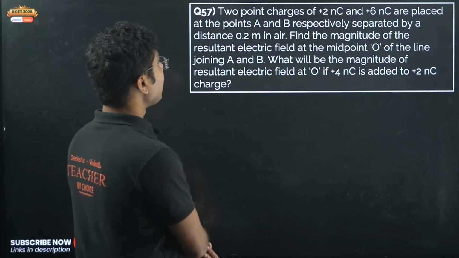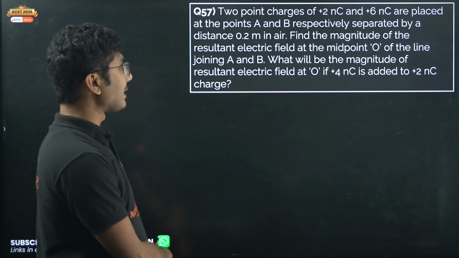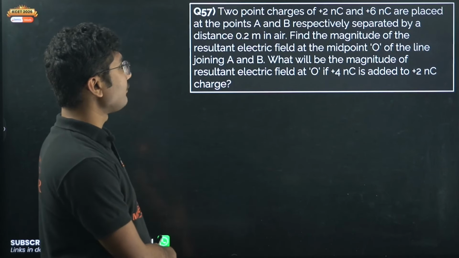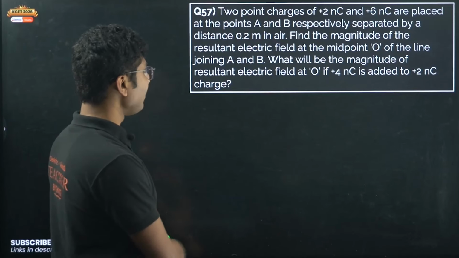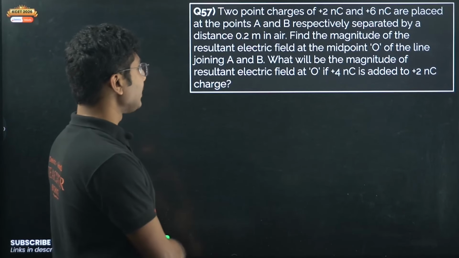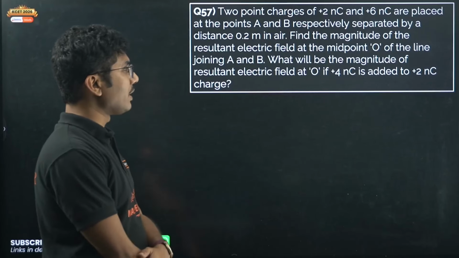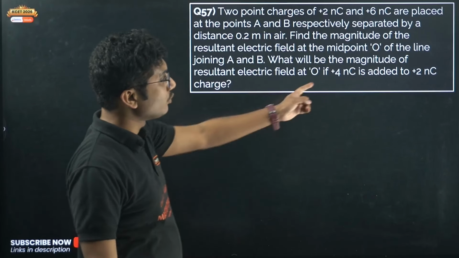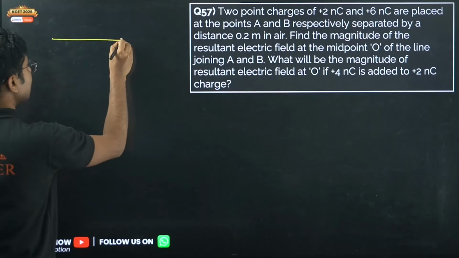Next, two point charges of plus 2 nanocoulomb and plus 6 nanocoulomb are placed at the points A and B respectively, separated by a distance of 0.2 meter in air. Find the magnitude of the resultant electric field at the midpoint O of the line joining A and B. What will be the magnitude of the resultant electric field at O if plus 4 nanocoulomb is added to the plus 2 nanocoulomb charge?